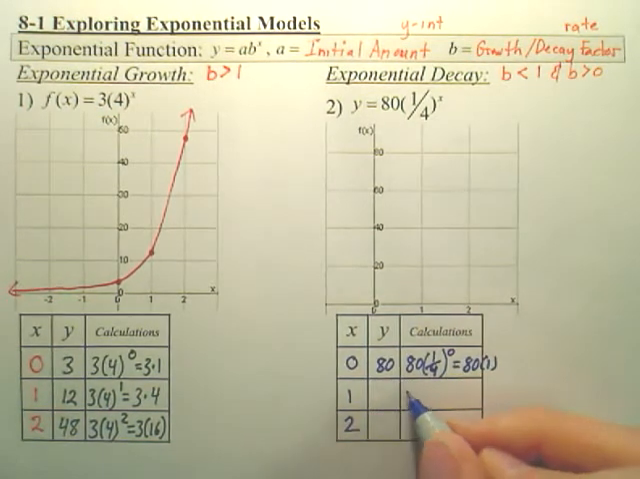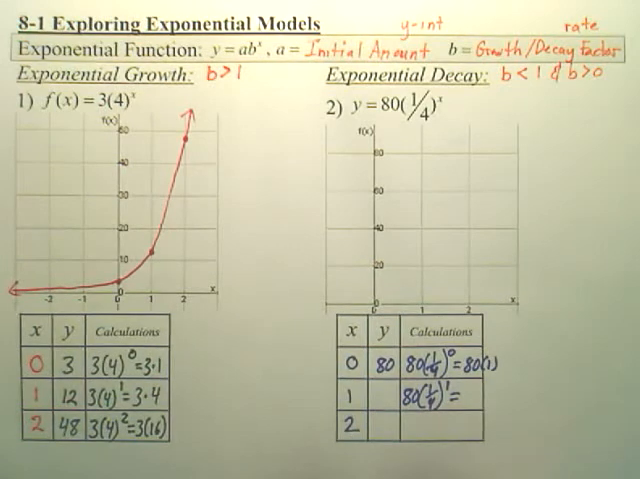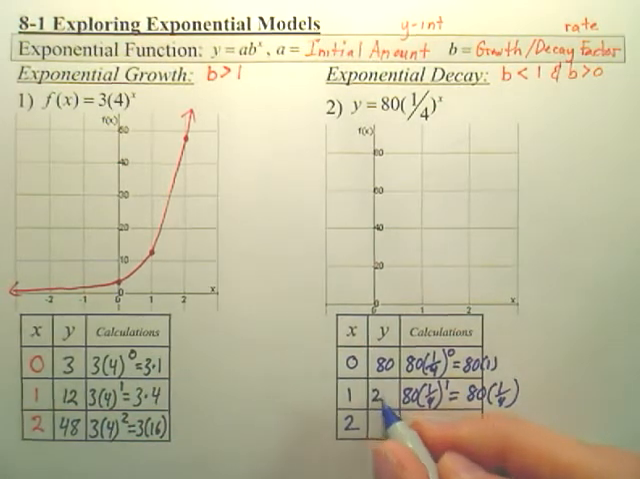The next one, 80 times 1/4 to the first. Well, anything to the first is itself, so this is 80 times a fourth. I know some of you don't like fractions, but that's basically 80 divided by 4. 80 divided by 4 is 20.